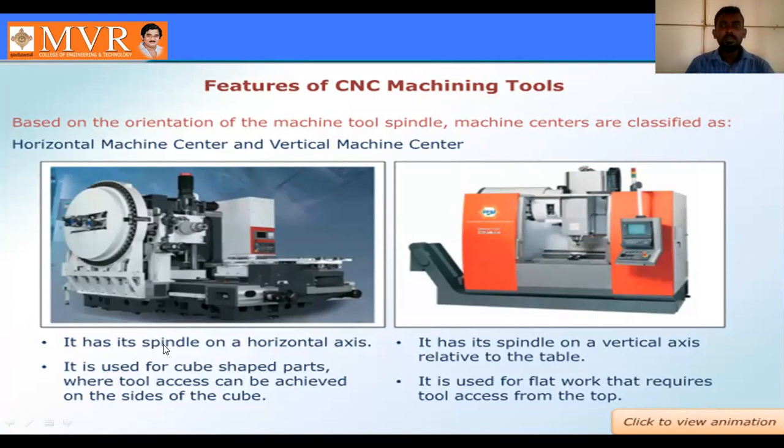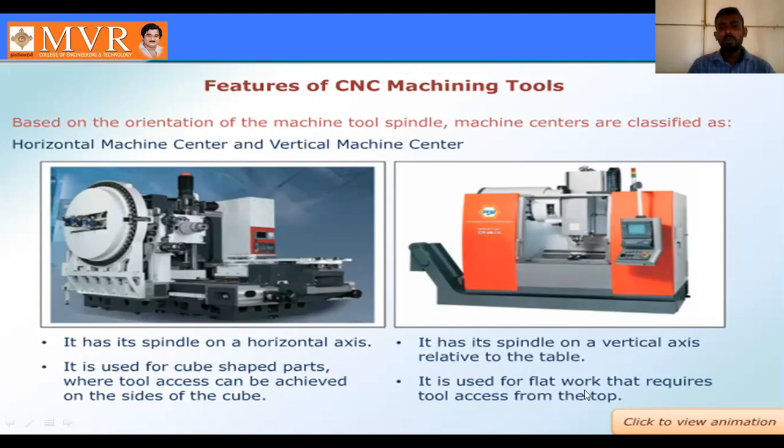The first one is horizontal, the second is vertical. So what is the main difference between horizontal and vertical? The horizontal machine has the spindle on a horizontal axis. The vertical machine has the spindle on a vertical axis relative to the table. The horizontal one is used for cube shaped parts, where the tool axis can be applied on the side of the cube. That is an important point.